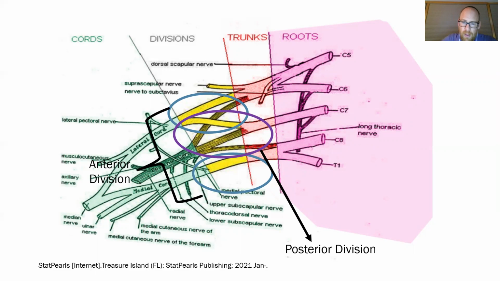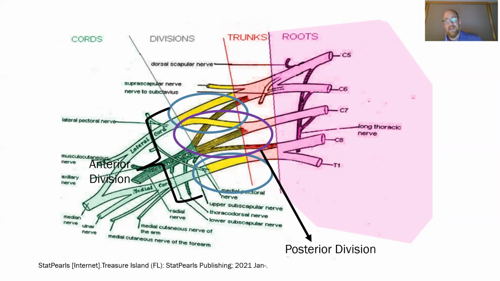Now, the anterior division, we can see, gives rise to the medial and the lateral cord. All right. And from the lateral cord, we have the musculocutaneous nerve. Obviously more lateral. This cord is more lateral, away from the midline, from the lateral cord, which comes from the anterior division. So from the lateral cord, we have musculocutaneous and axillary.